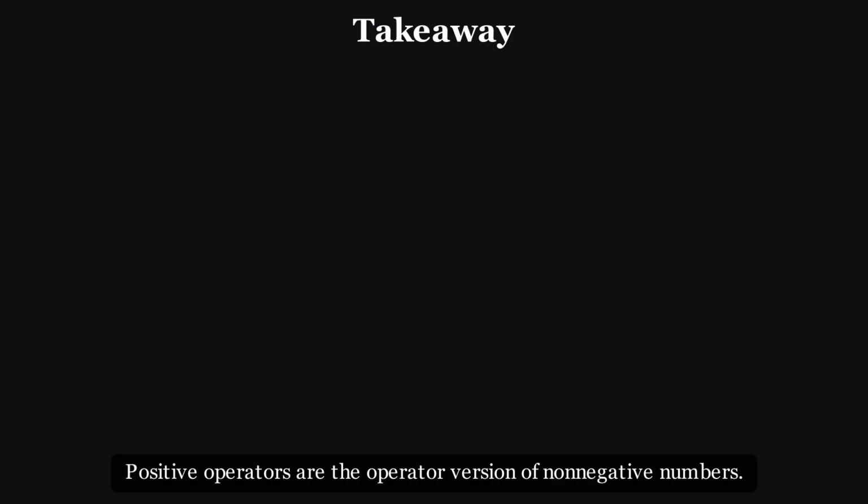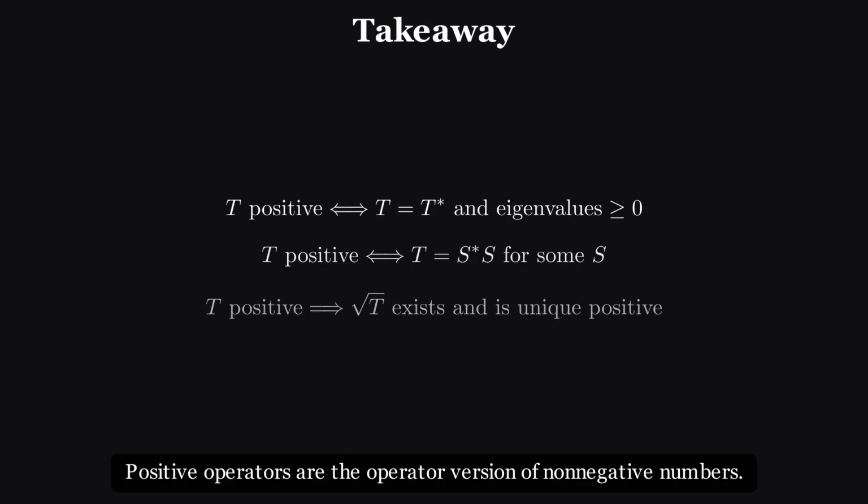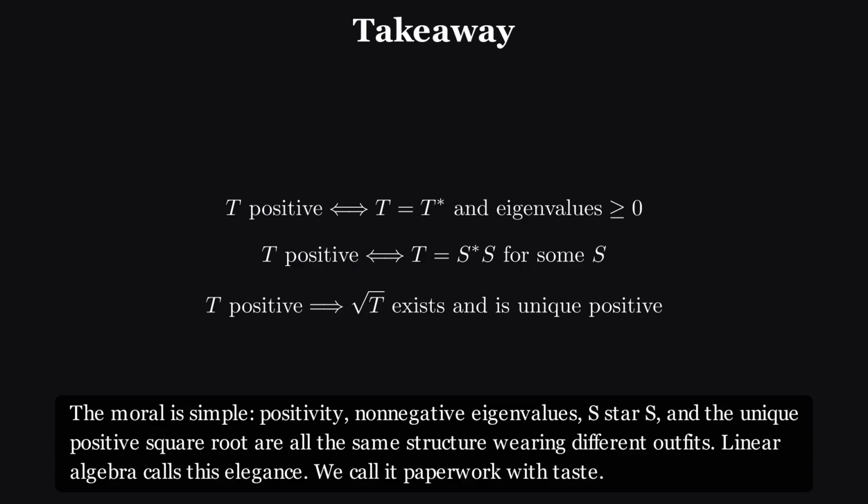Positive operators are the operator version of non-negative numbers. The moral is simple. Positivity, non-negative eigenvalues, S star S, and the unique positive square root are all the same structure wearing different outfits. Linear algebra calls this elegance. We call it paperwork with taste.